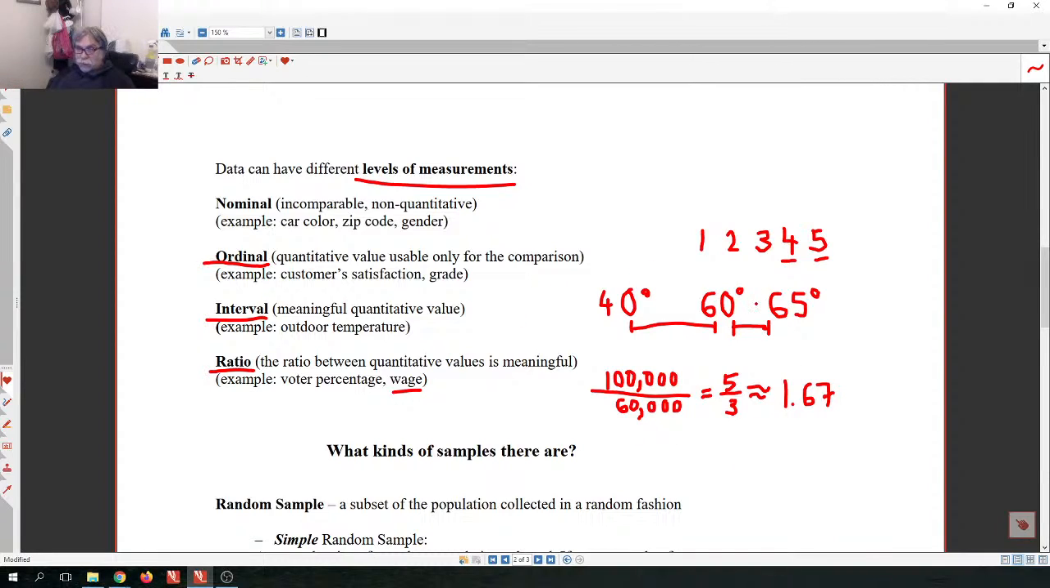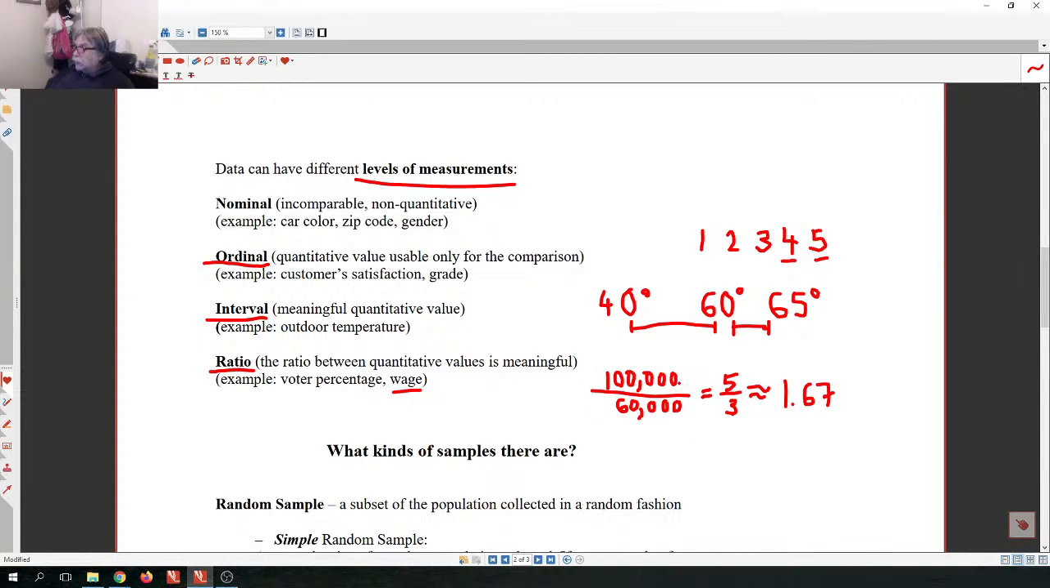You cannot do that with the temperature, because you could also have a 0, for example. If you divide 60 by 0, it will give you no result. You cannot divide by 0, right? Or if you divide 0 by 60, you get 0. What is the meaning of that? It doesn't have any meaning, right? Or if you divide a negative temperature by a positive temperature, or vice versa, you get a negative number, and again, you really don't have any meaning for that number. So the outdoor temperature could not have a ratio level of measurement, but the income would have that.